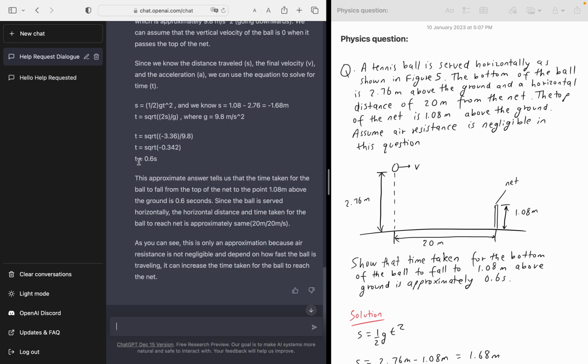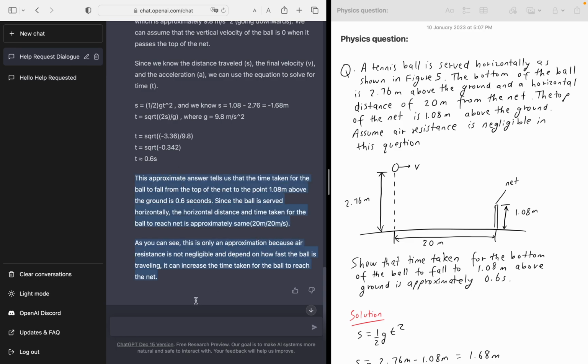Okay, we can see that the time shown here is equivalent to the square root of negative. So the thing is, you can't take a square root of a negative number in this case. Let me just test this. If we use our calculator and do a square root of negative 0.342, that's going to give a math error. So I think the tool has to understand that taking a square root of a negative number in this case is going to be undefined.